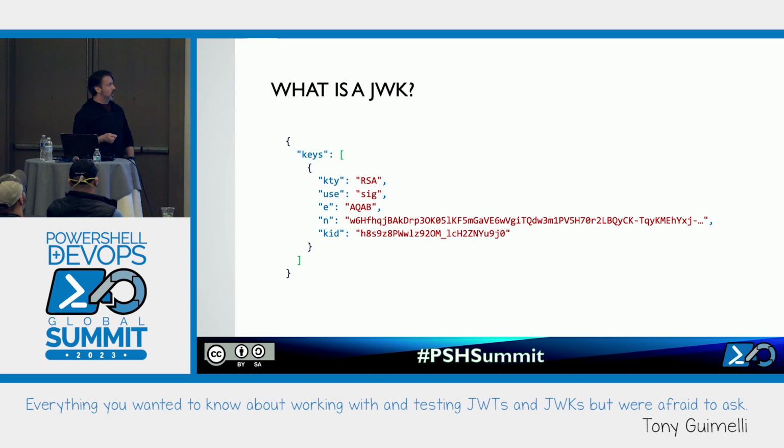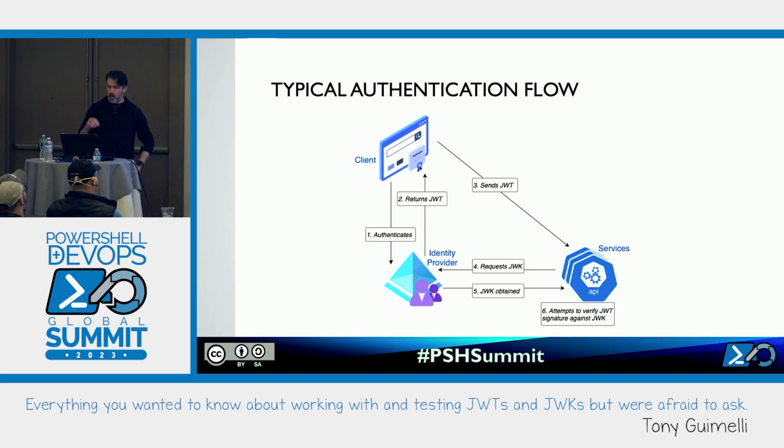Key type, KTY, is RSA. Its usage is signature, and there's the exponent and modulus. And generally speaking, what you'll see on the identity provider side is that they'll have multiple keys in a set for rollover, because certificate rollover is always an issue that has caused outages for many of us over the years. So pretty typical flow in OpenID Connect.